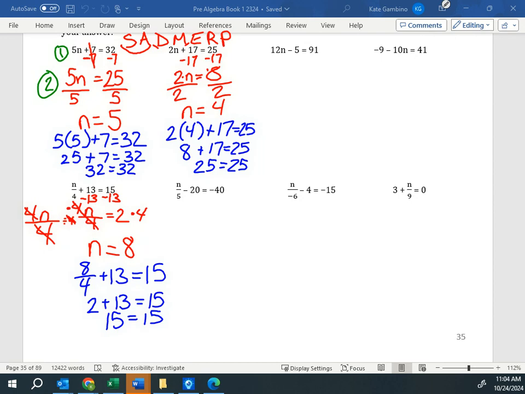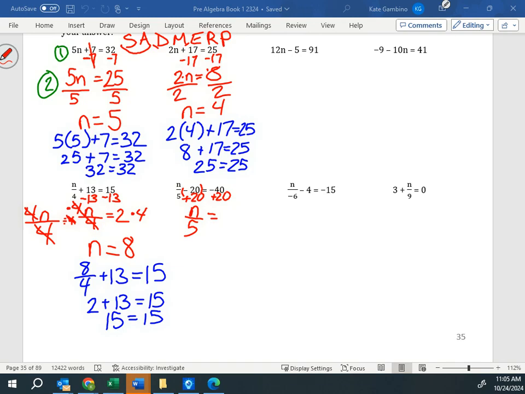Yeah, I have minus 20 here, so I need to add 20 to both sides. Minus 20 is a negative 20. Negative 20 plus 20 gets me to 0, because I'm going to include that operation with my number. So negative 20 plus 20 is 0, so I have n over 5 equals, what's negative 40 plus 20?